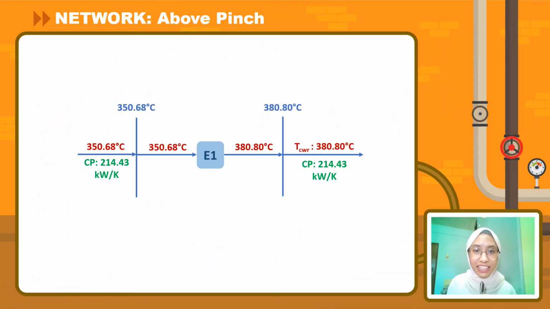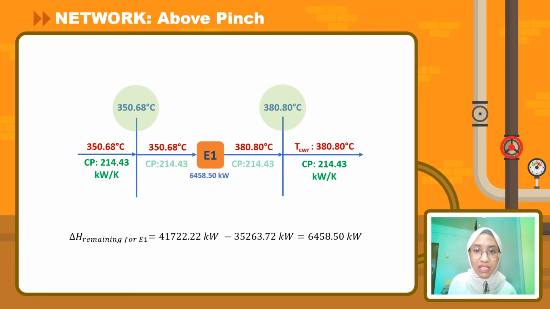For above pinch, the inlet temperature of cooling water at pinch is 350 degrees C, while the temperature of cooling water return is 380 degrees C. Only cooler 1 is available for above pinch, thus we must calculate the enthalpy remaining for cooler 1, which is 6,000 kilowatt. Then we calculate the CP for cooler 1, which gives us 214.43. To conclude, the cooling water supply and return is balanced for the network.